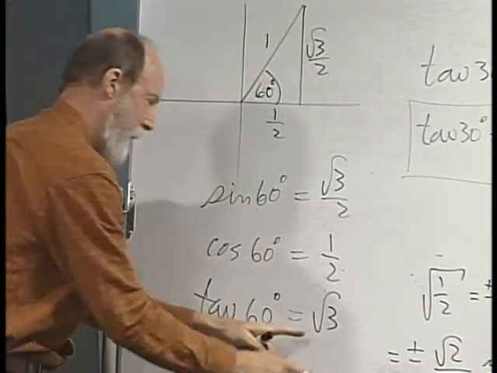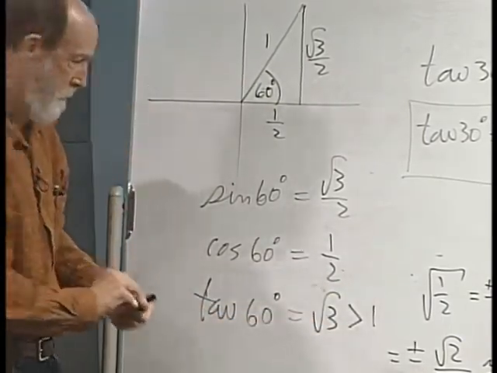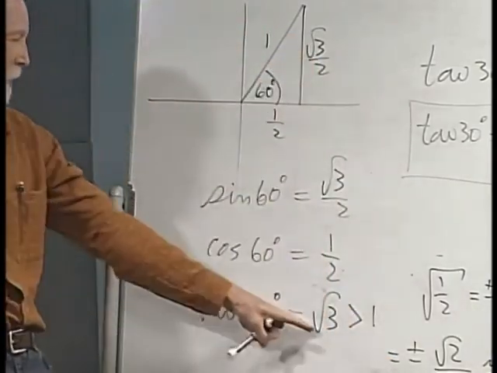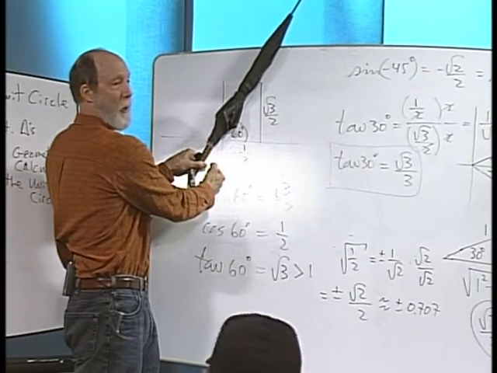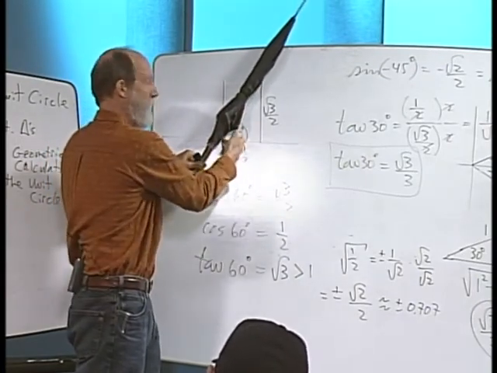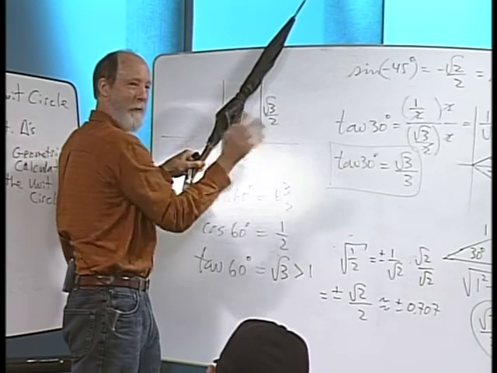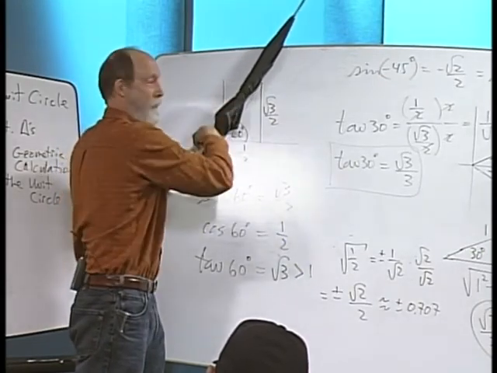Notice this value right here is greater than 1. Clearly, the slope of this is greater than 1. Again, think beginning algebra: rise over run. You can think of tangent as the slope of the terminal side.